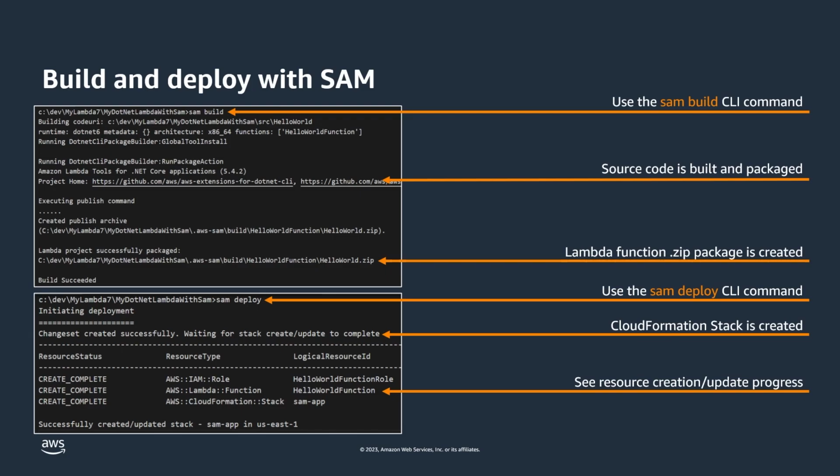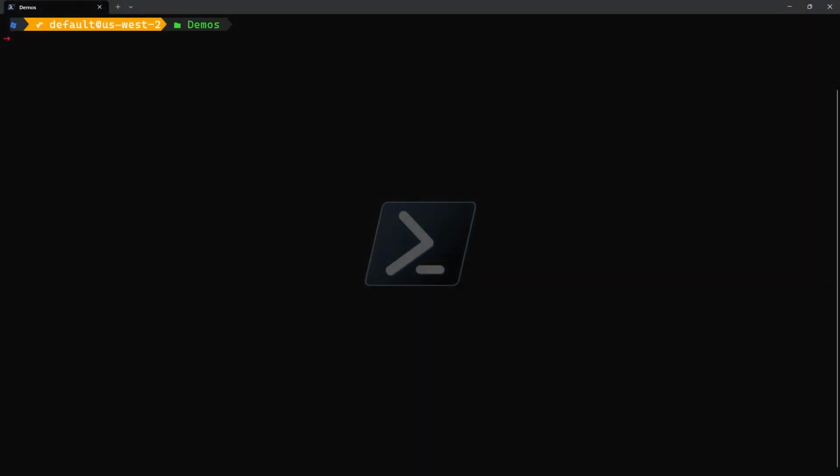So let's take a really quick demo of some of the different ways that we can use the SAM CLI to set up our .NET application and eventually deploy it to AWS Lambda. So let's look at a typical development workflow using the Serverless Application Model CLI, or the SAM CLI.